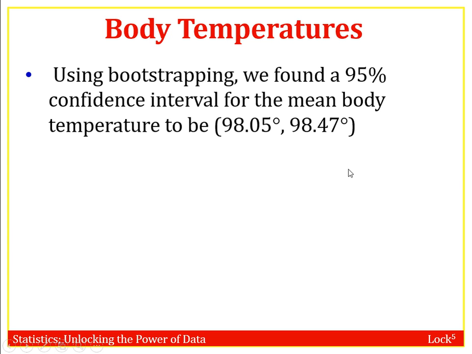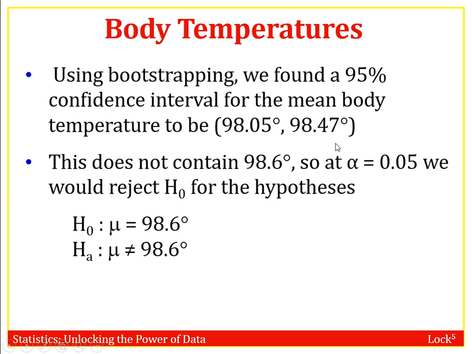So looking back at our bootstrapping for a 95% confidence interval for our body temperatures, we had 98.05 degrees to 98.47 degrees. Now, 98.6 is not in that interval. It's outside of it, so it's outside the reasonable values, so you would want to reject your null hypothesis if you were doing a two-tail test.